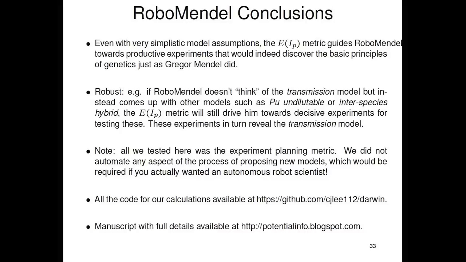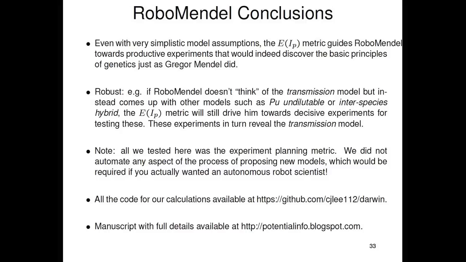In other words, if Robo-Mendel hadn't proposed the transmission model, the information metrics would have been different, right? Because it's only when you propose a model and you have uncertainty about it in the mix that it's going to lead to an expectation information for any experiment that could actually really resolve that uncertainty with a real experimental test. So it's interesting to note that even if Robo-Mendel had not thought of this transmission model but come up with something, say, wrong, that still actually gets driven back by the potential information metric towards the decisive experiments that would have led to flushing out the truth in the end.